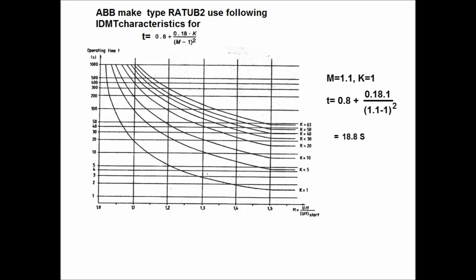Now consider M is equal to 1.1 and K is equal to 1. Therefore the trip time T is given by 0.8 plus 0.18 into TMS, that is 1, divided by (1.1 minus 1) whole square. So the trip time comes to 18.8 seconds. So the overfluxing relay characteristics use the IDMT characteristics, but these characteristics vary for different relays.